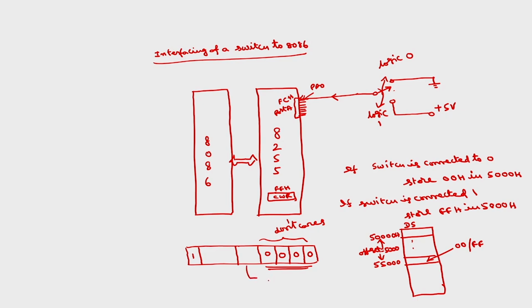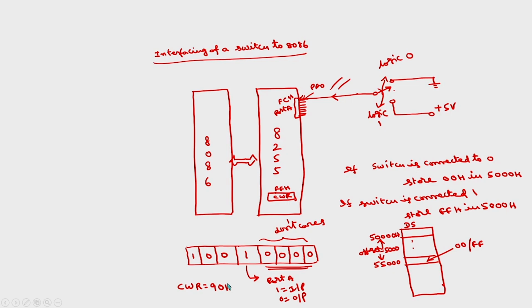This is for port A. 1 means input port, 0 means output port. Because you are using port A as input port, this should be 1. And if I want to operate this in mode 0, this will be 0 0. So, what is the control load register? This is 1001 0000, which is 90H.